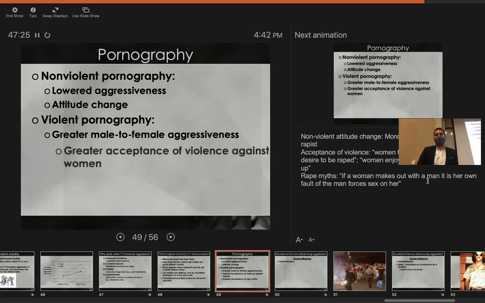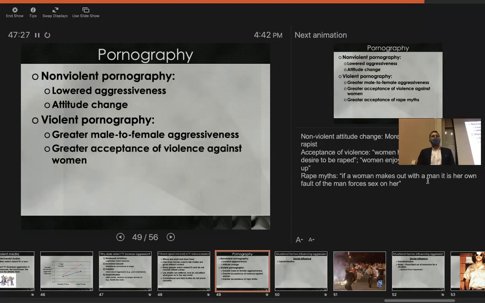It also led to a negative attitude change. So men who had watched violent pornography were more likely to accept violence against women, meaning when the researchers gave them questionnaires and asked people whether they believed various statements, men who had just watched violent pornography were more likely to agree with statements such as women have an unconscious desire to be raped, for instance. Men were more likely to agree with that if they just watched violent pornography, which is problematic.